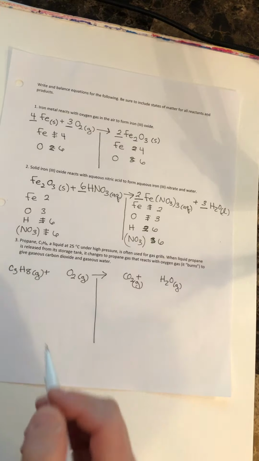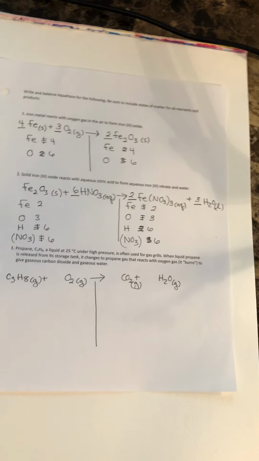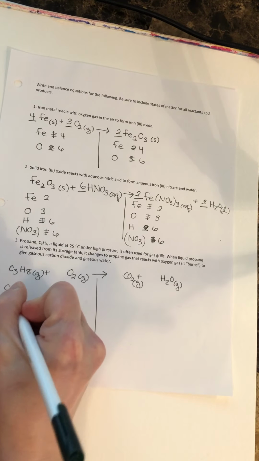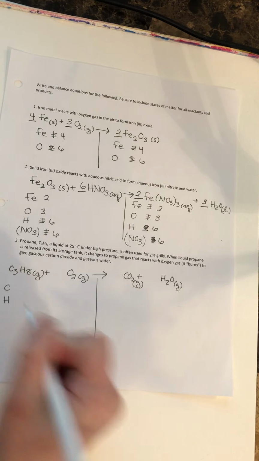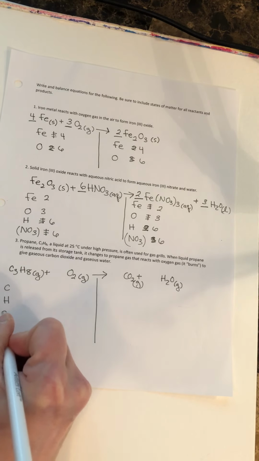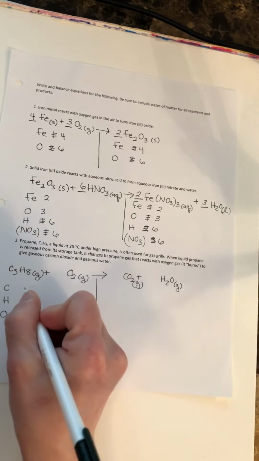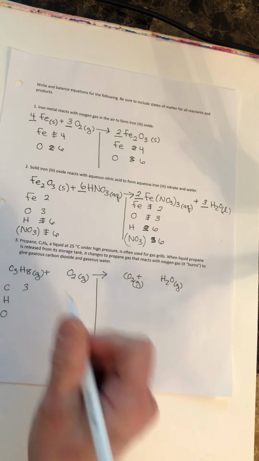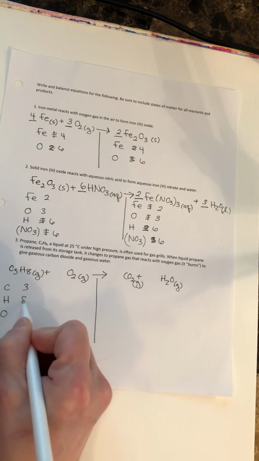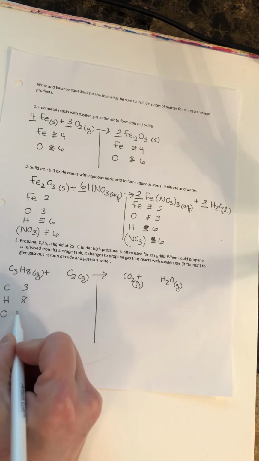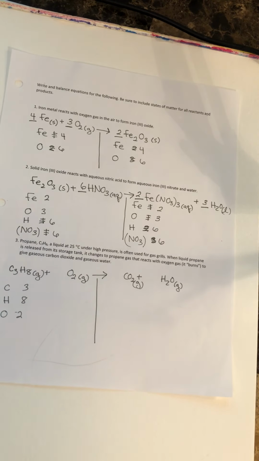So what do we have on this side? We've got, let me make sure it didn't move too much. We have carbon, we have hydrogen, and we have oxygen, okay? We have 3 carbons, we have 8 hydrogens, and we have 2 oxygens, okay?